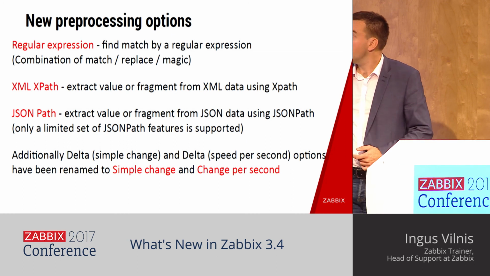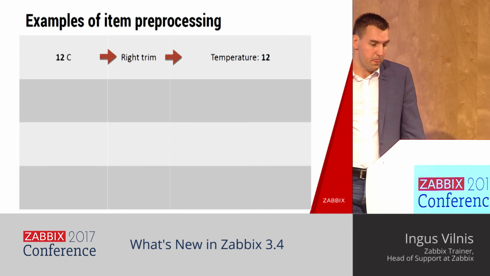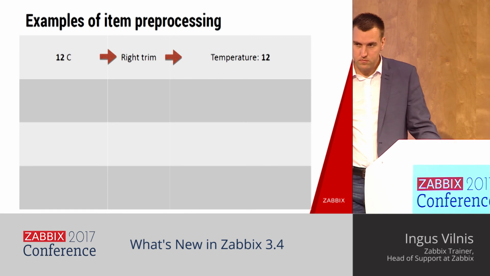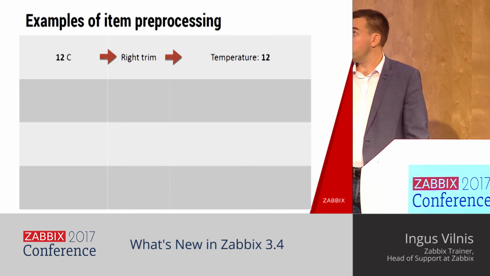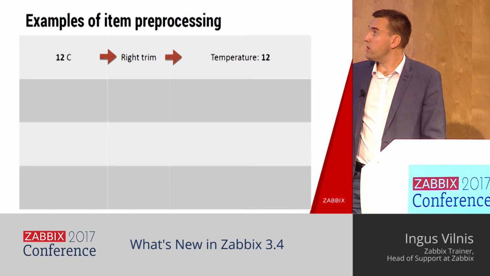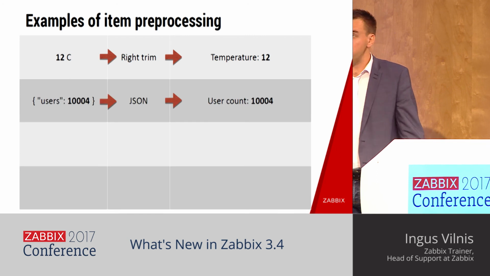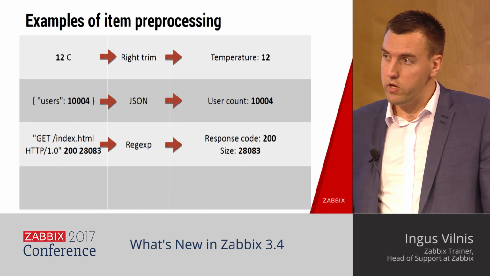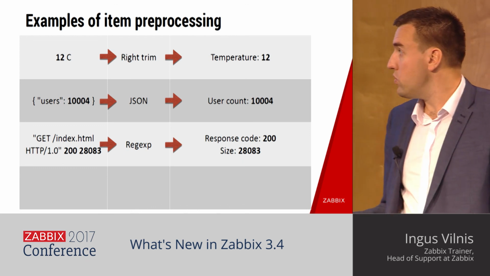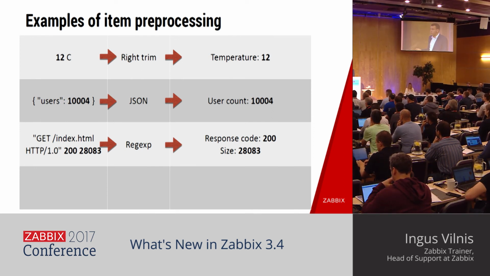Other options: if you receive, for example, data like 12C for monitoring temperature, the 12C is not exactly numeric data, so it's text. You can do right trim and take away the C and get the temperature of 12, which is a numeric value. If you receive JSON, you can do JSON processing and get this value nicely again as an integer. When receiving larger text fragments, you can use regular expressions to make these values go to specific items of specific types.